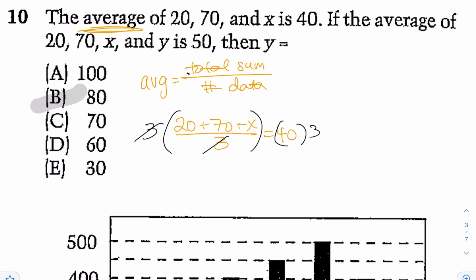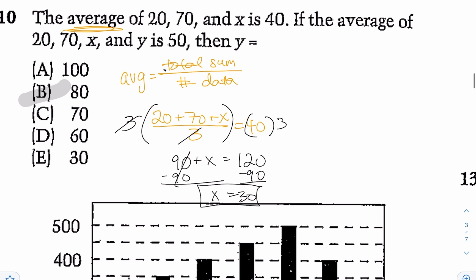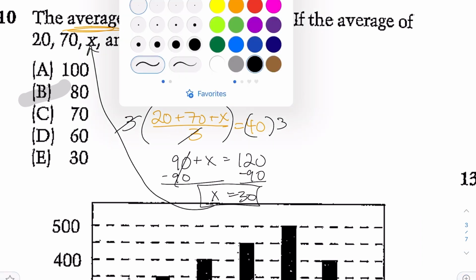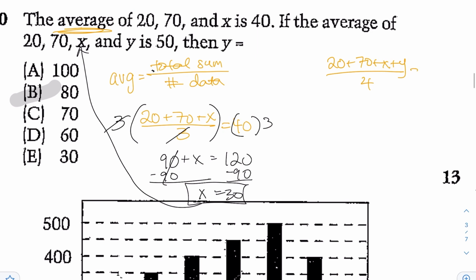you'll get rid of 3 in the denominator on the left, and you have 20 plus 70 plus x, or 90 plus x, is equal to 40 times 3, or 120. Then if you subtract by 90 on both sides, you'll get that x is equal to 30. All right, now we can use that for the second number sentence, which says that the average of 20 plus 70 plus x plus y, this time divided by 4 because you have four numbers now, is equal to 50. Again, x is equal to 30, so you can replace that with 30.